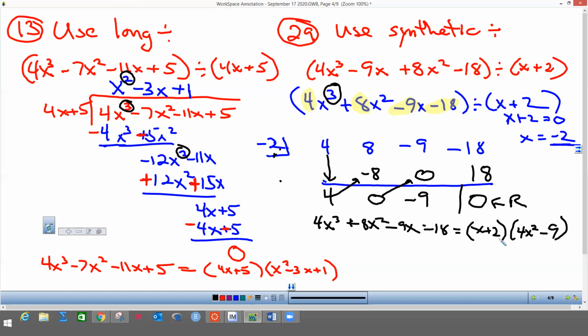So this factors to this. Now we could go ahead and factor this more because that is a difference of squares, but they're wanting us to do synthetic division. So we know that x plus 2 times this equals this.